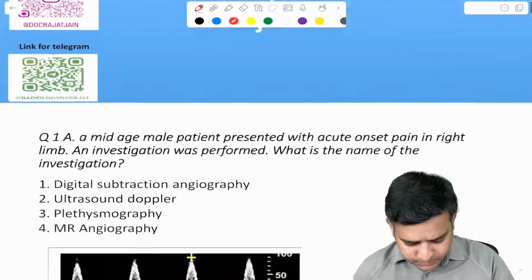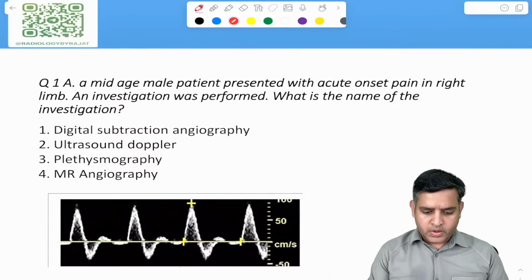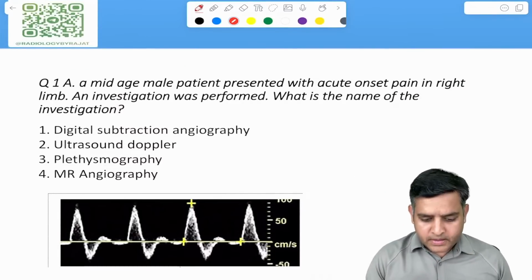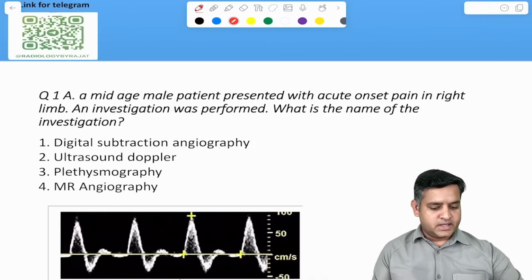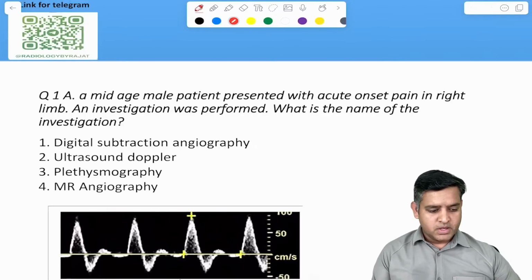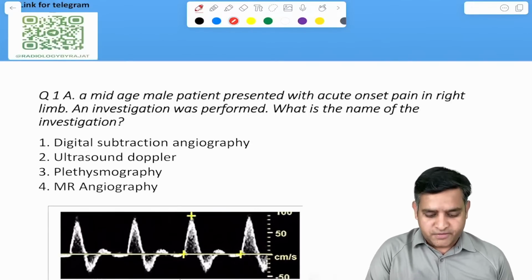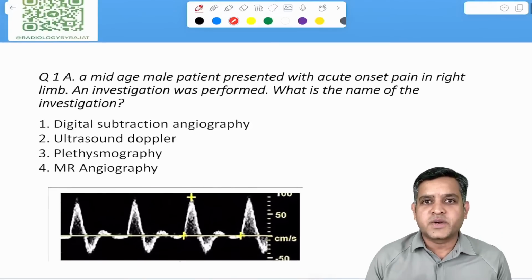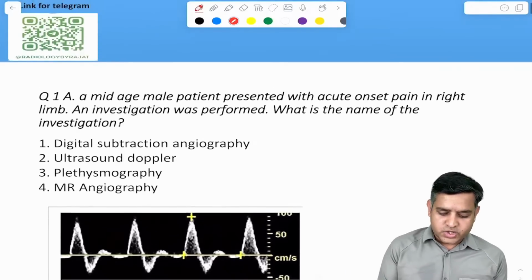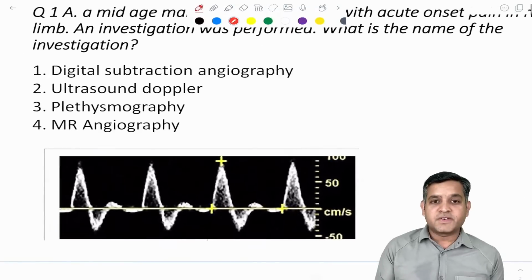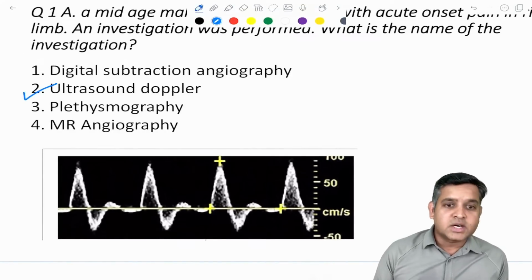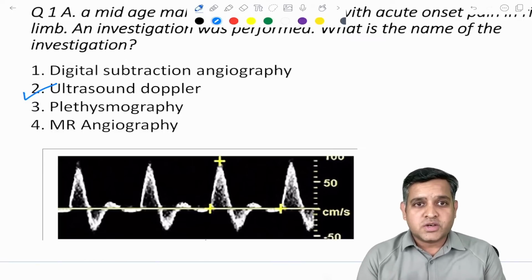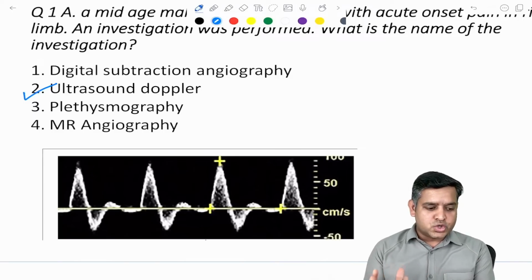Okay. So a mid-age male presented with acute onset pain in the right limb, and an investigation was performed. What is the name of the investigation? This is a standard way that they have started asking the question. We all know what the investigation is. This is a very simple question. The answer is ultrasound Doppler. This question was asked in NEET PG 2022.